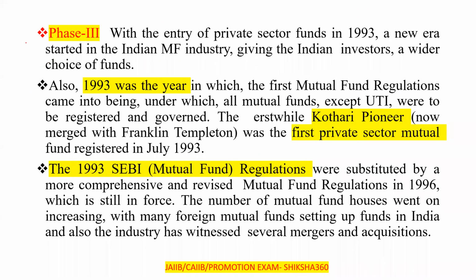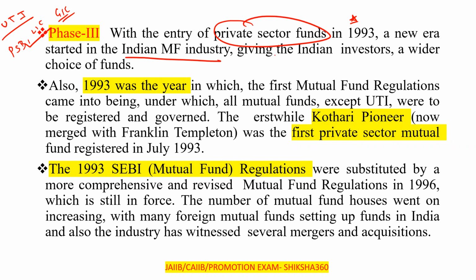Now next one, that is phase 3. Earlier, only UTI; in phase 2, other public sector banks, LIC and GIC. Now private sector entities also enter. With the entry of the private sector funds in the year 1993, a new era started in the Indian mutual fund industry, giving Indian investors a wide choice of funds. Also, 1993 was the year in which the first mutual fund regulations came into being, under which all mutual funds except UTI were to be registered.